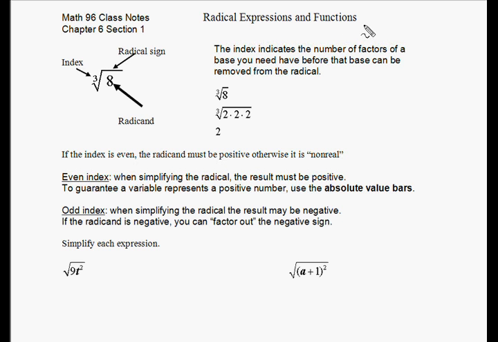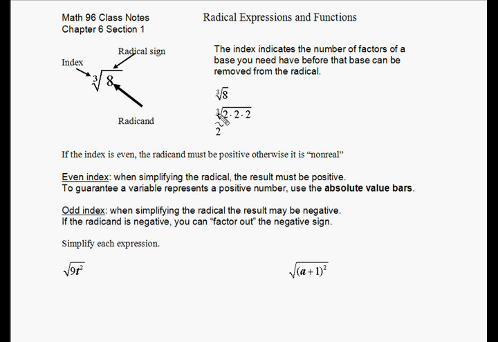Radical expressions and functions. When we have the cubed root of 8, 3 is called the index, and 8 is the radicand. The radical is the symbol. The radicand is what's inside the radical symbol. The index indicates the number of factors of a base you need to have before the base can be removed from the radical. So the cubed root of 8 is 3.